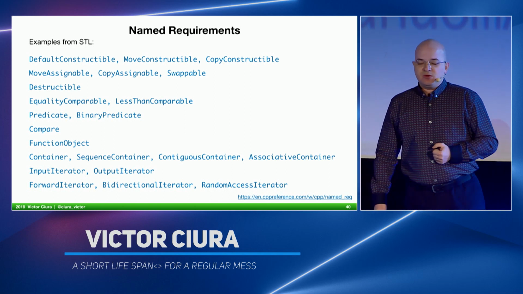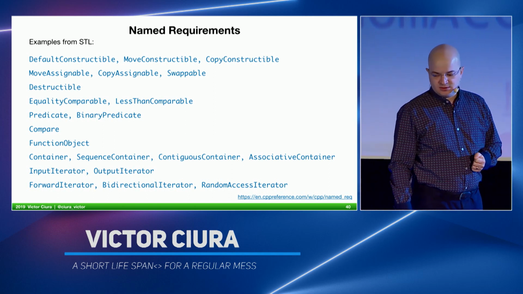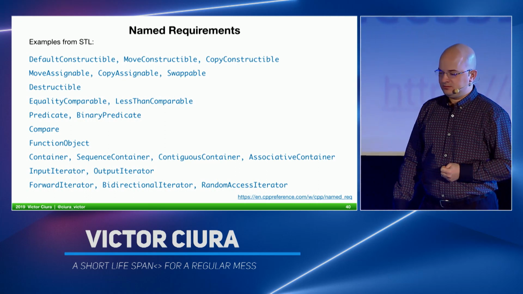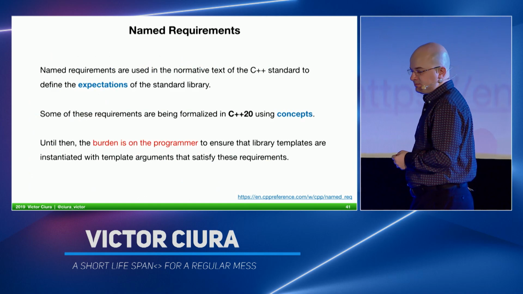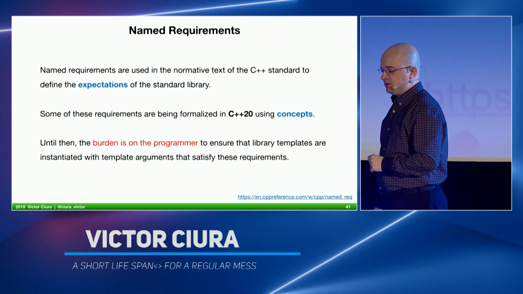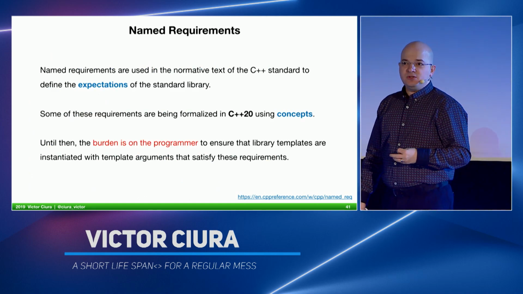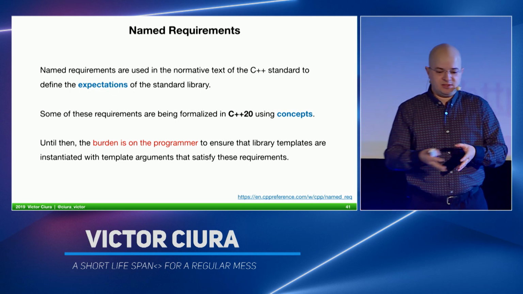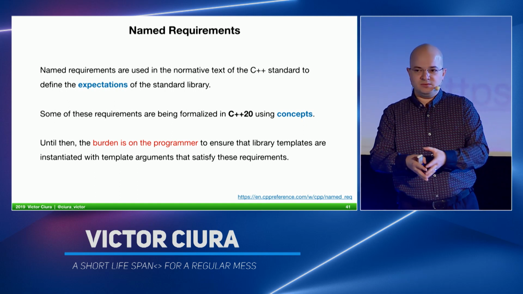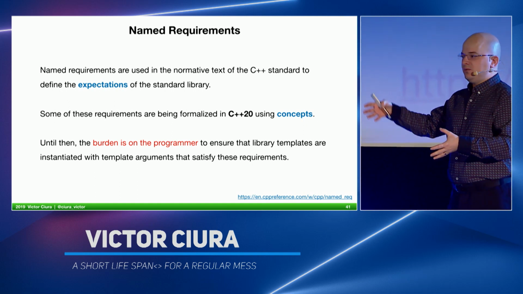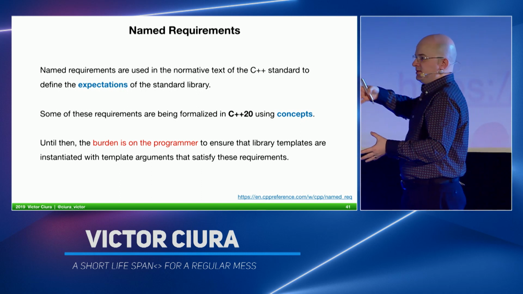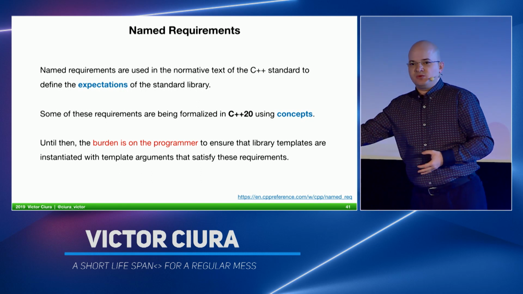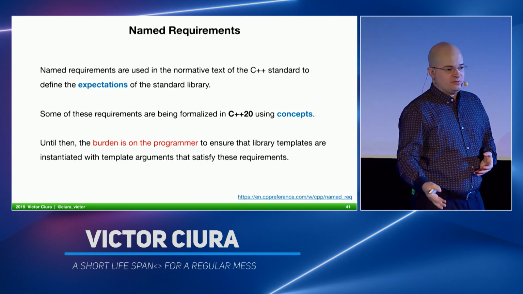Some examples of named requirements are here on the screen. There are lots more of them. I just picked some more frequent ones, and we're going to focus on a few of them. Named requirements are used in the normative text of the C++ standard to define expectations of the standard library, so that you know if you're using the sort algorithm, what the expectations are, for example, for the type you're sorting in some particular collection, or for the predicate you provide, if you provide a custom predicate for your sort algorithms.